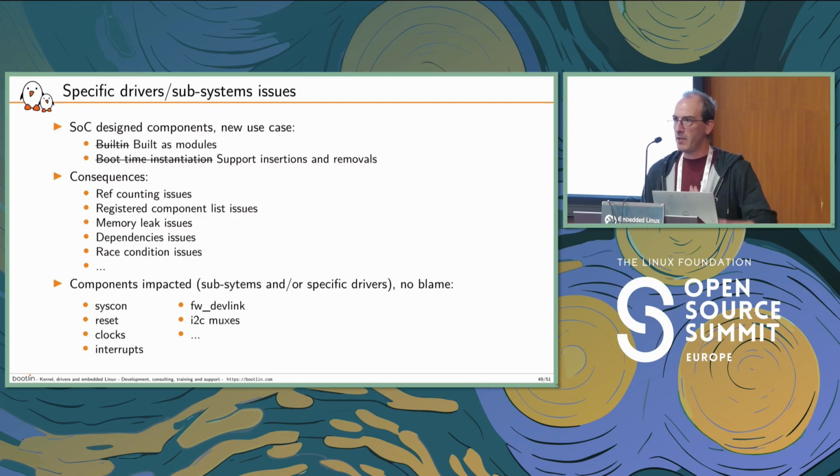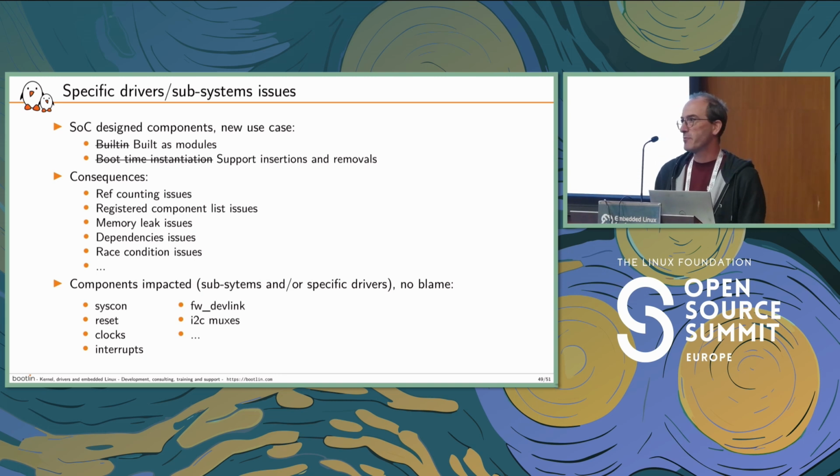I don't want to blame any component, but you can see that these core components: syscon, reset, clocks, interrupts. I still have some pending with firmware devlink. I have a series currently being discussed upstream. Detected some on I2C, I2C mux. And in all cases, we take the issue one by one, try to observe what happened, to fix, post the fix upstream, and so on.